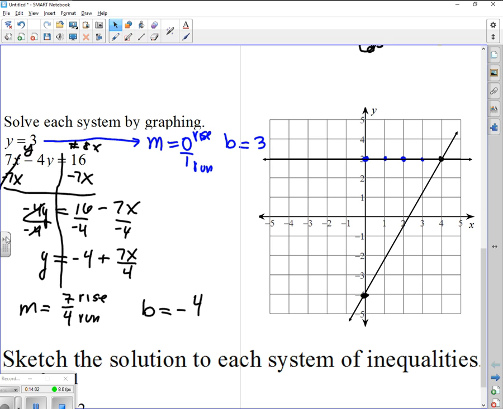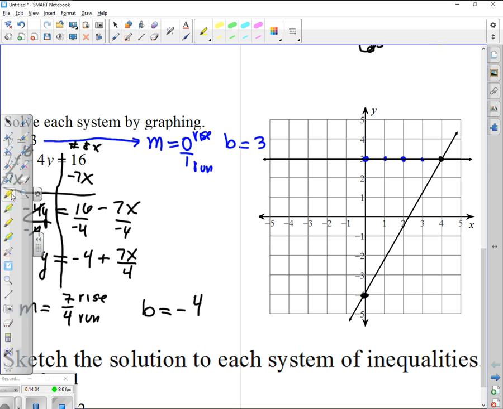So now my solution is whatever those 2 lines have in common. They have that point in common. So in my case, my answer would be 1 solution. Tell me the x and y value of that point, and that'll be your answer. The x value is 4, and the y value is 3. And that is the solution. Okay? Very, very important.